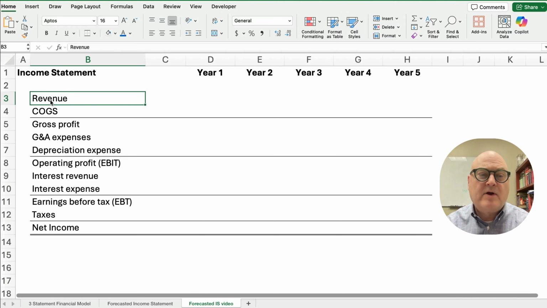Hello and welcome. Today we're working on how do we forecast an income statement. It's going to be for 5 years. We have assumptions we're going to use, and we're going to do all this in Excel, and we'll show you how to do this step by step.